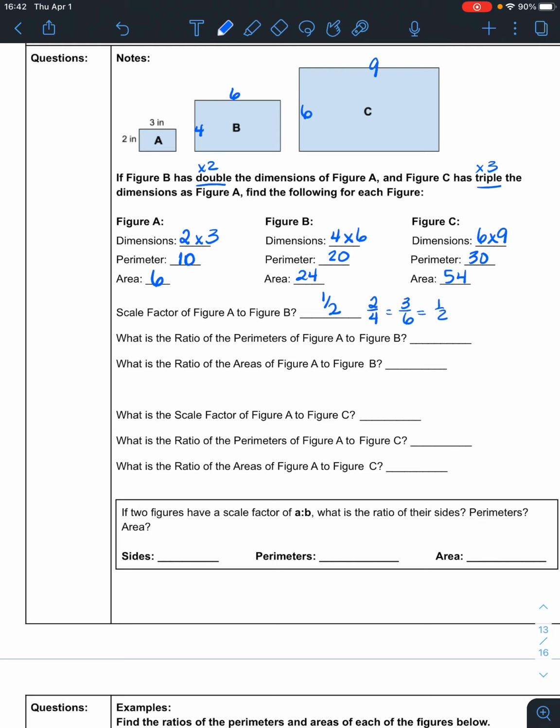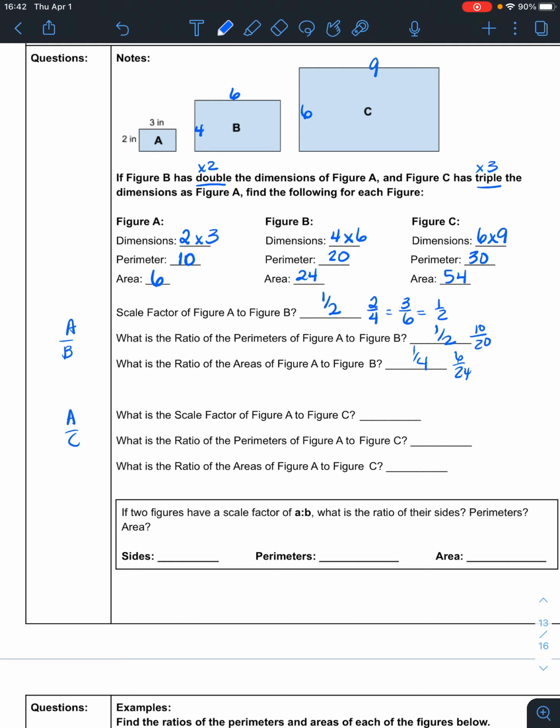Okay, what is the ratio of the perimeters? Well, let's go in the same direction, A over B. Because it says figure A to figure B, so I'm going to do A over B. So the perimeter of A over B, well, that would be 10 over 20, which reduces to 1 over 2. And then the ratio of the areas of A over B would be 24 over 6. Oh, excuse me, other way around. 6 over 24, which reduces to 1/4. So we kind of see maybe a pattern going on there, but let's check and see.